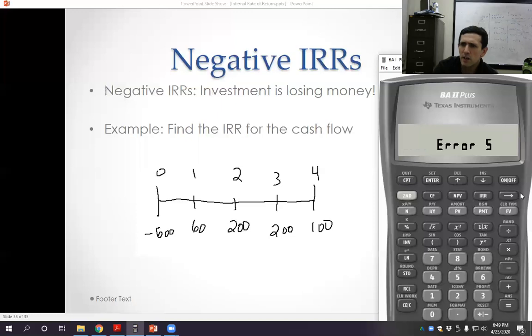2.6%. Okay, so I must have done something wrong. So let's try that one more time. Cash flow, clear work. 600 negative, enter. 60, enter. 200, enter. I'm going to do, again, 200 for the third instead of setting the second frequency to be 2. And then, last but not least, 100, enter, internal rate of return. Yeah, we get minus 2.6.